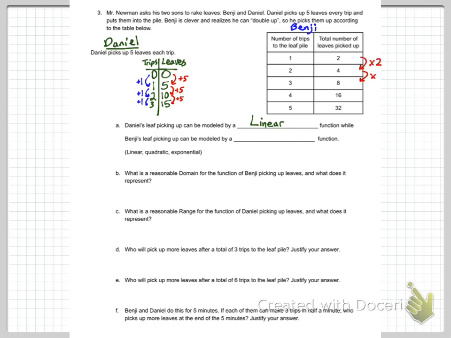For Benji's, however, the rate of change is not constant. It is multiplying by a constant ratio, so therefore it is exponential.